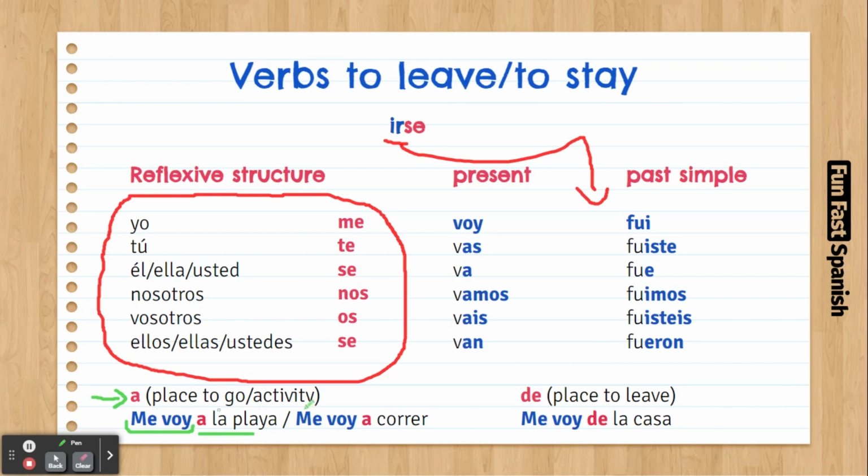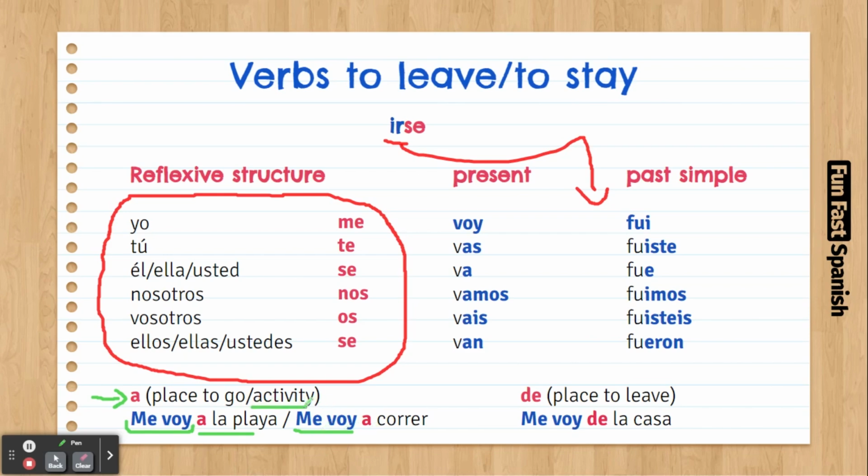Now, you can also talk about an activity, and this activity is going to be in infinitive after the preposition a. So, me voy a correr. That means that you're going to leave the place where you are at right now, and afterwards you're going to start doing something, which is to run in this case. So, me voy a correr is I leave now and then I'm going to run. Me voy a estudiar. So that means you're going to leave the place where you are at and then you're going to study and so on.